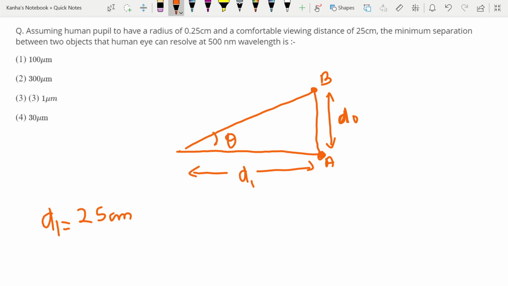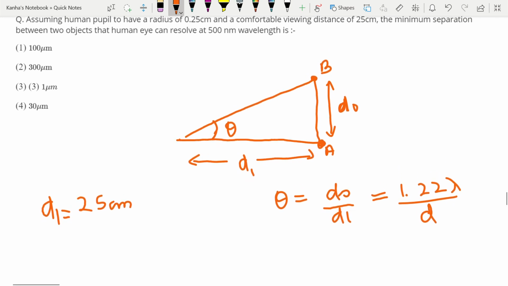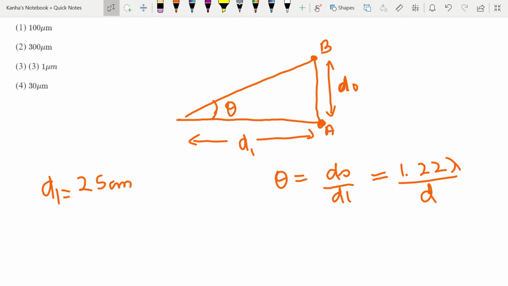Now I have a theta here, so I can find the angular separation between them using this. How is that so? tan theta is similar to theta, where theta is small, so theta can be written as d naught by d1, and this is nothing but 1.22 times lambda by d, because your eye is acting like a small telescope if you want to take it in that way. So 1.22 lambda by d. So I can easily find that my d naught is nothing but 1.22 lambda by d into d1.